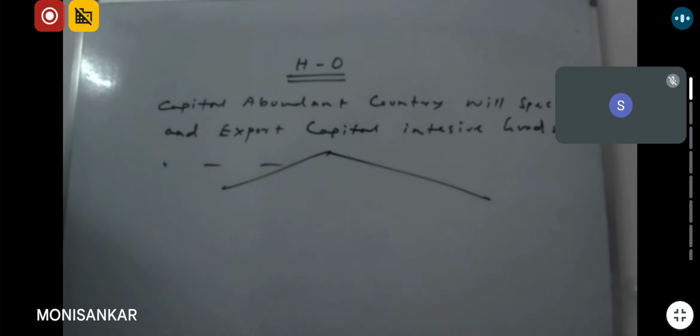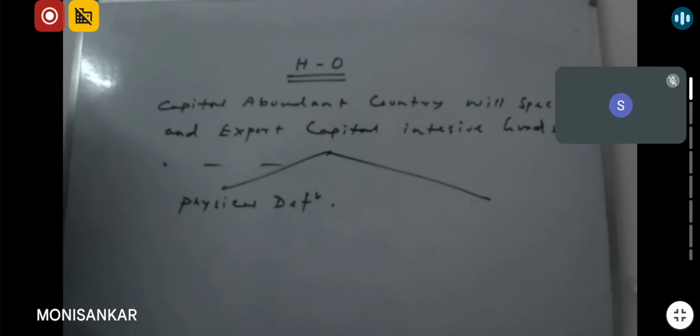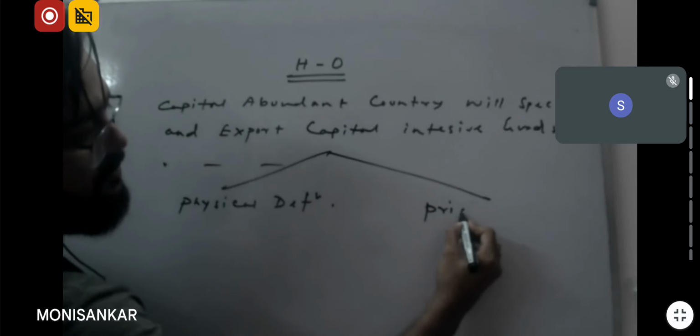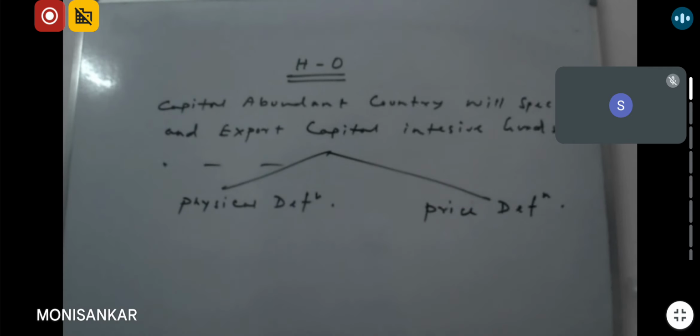we'll consider only two types of definition under the HO model. One is called the physical definition, and another is called the price definition. Now, what is the physical definition? We know what the physical definition is.